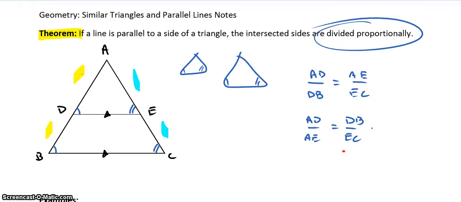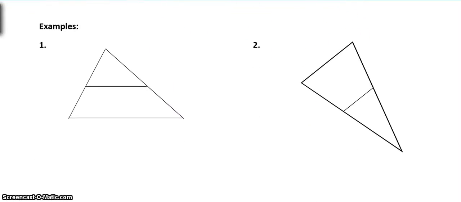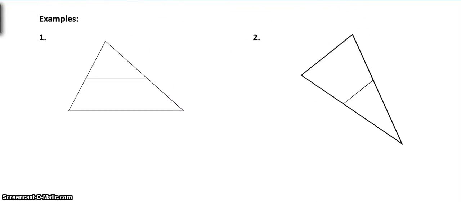Alright, so let's use this theorem and use this fact to do some examples. So let's take a minute and set this up. So I'm going to go A, B, C, D, E. I'm going to say AD is 4, DB is x, AE is 10, and EC is 15. And of course, you are given that my lines are parallel.